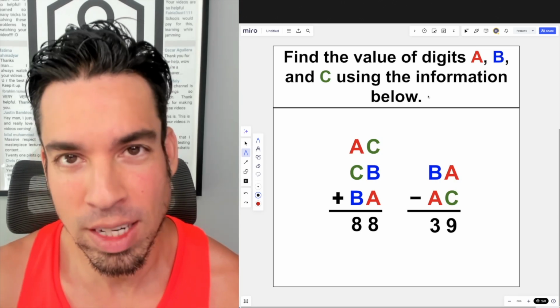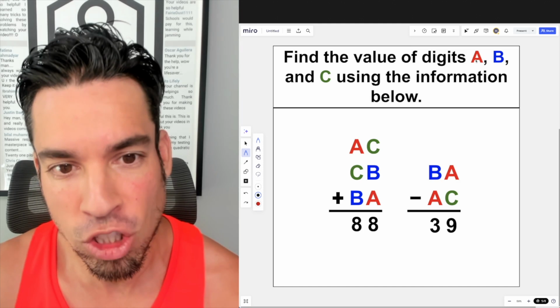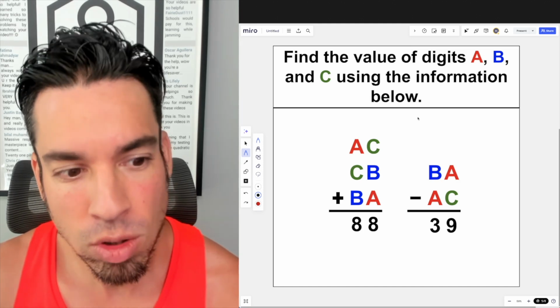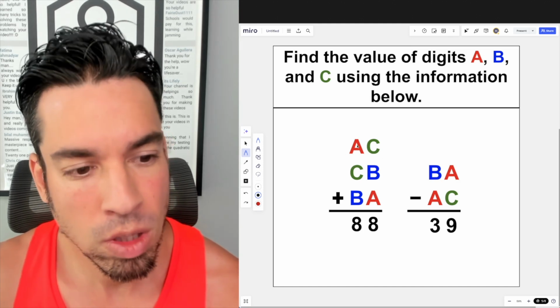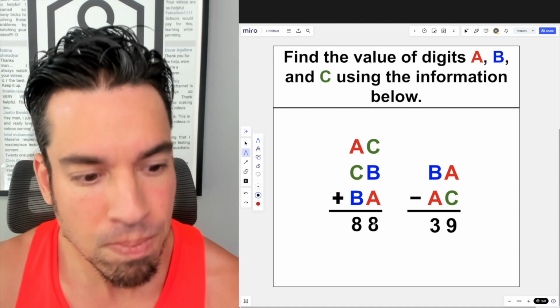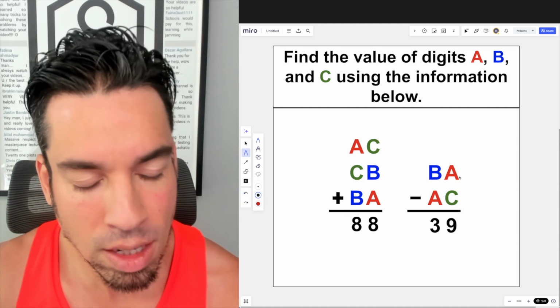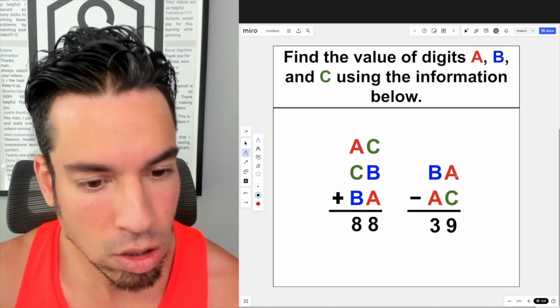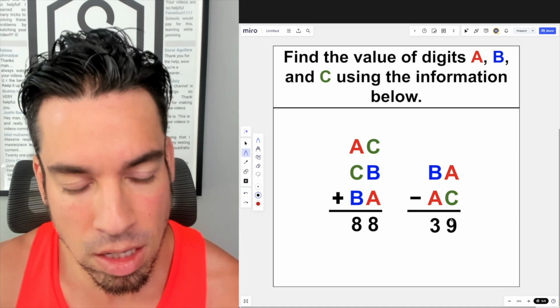In this one, the question is as follows. Find the value of digits A, B, and C using the information below. So these are two-digit numbers, right? So we got AC plus CB plus BA equals 88. And then we've got a second little equation here, which is BA minus AC equals 39.